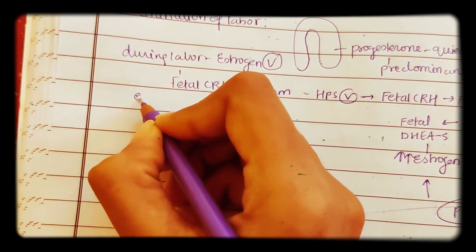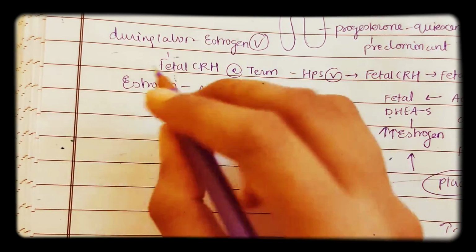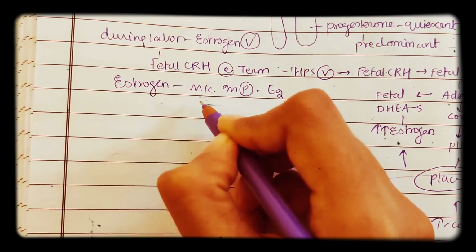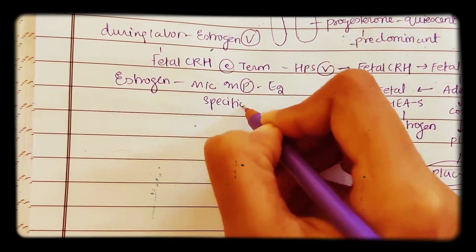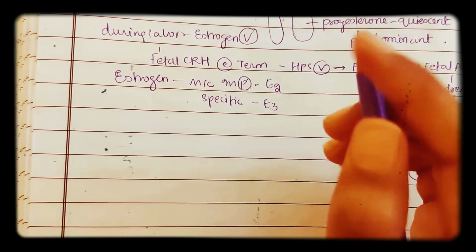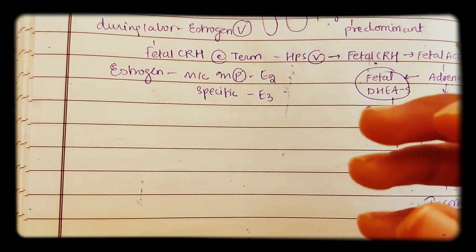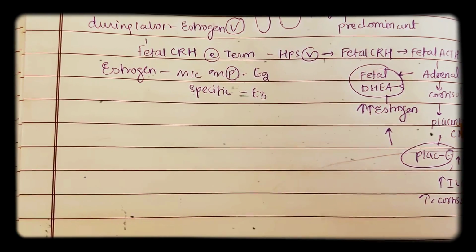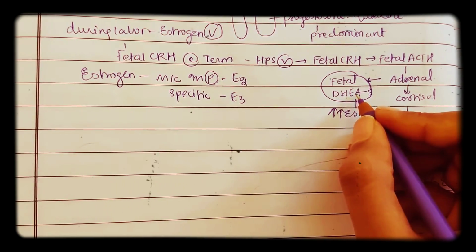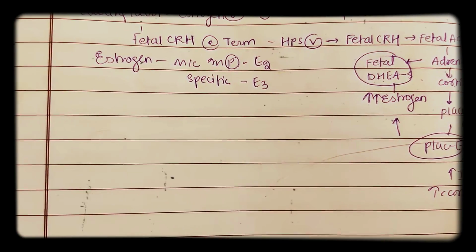Remember, the most common estrogen in pregnancy is the E2 type, that is estradiol. What is the most common specific estrogen in pregnancy? That is estradiol. And the main source of estrogen is fetal DHEAS, coming from the fetal adrenal glands. DHEAS, dehydroepiandrosterone sulfate, is a very important product from the fetus leading to labor.